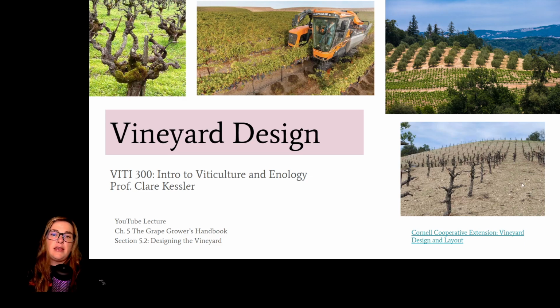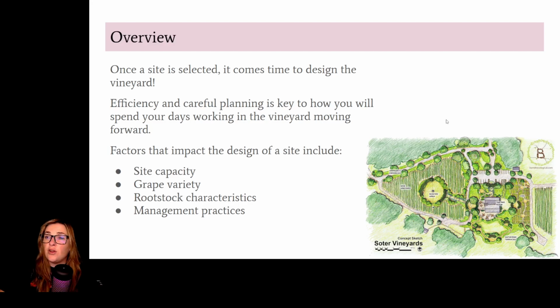This is going to be in Chapter 5 of the Grape Grower's Handbook, specifically Section 5.2, which is Designing the Vineyard. So today we're talking about how to design a vineyard. We also have a really nice resource from Cornell Cooperative Extension here. It's linked in the presentation as well. Awesome. Okay, so just an overview.